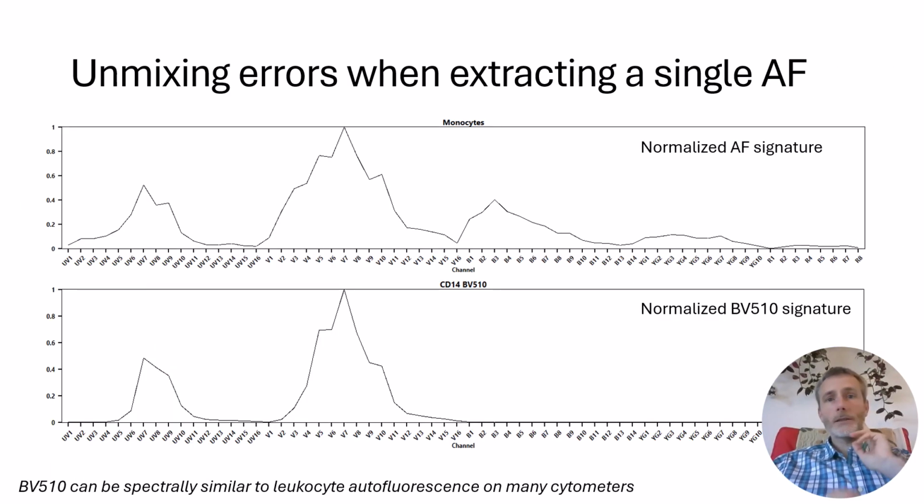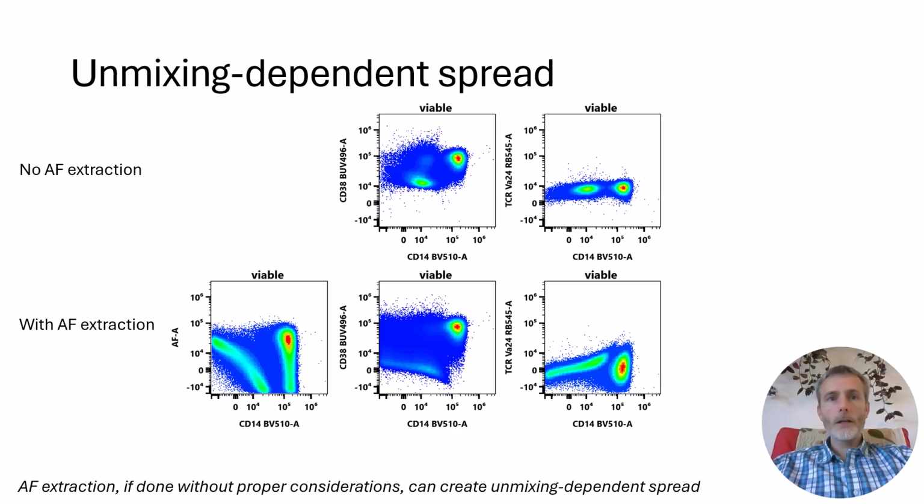To show you what effect this can have, let's walk through this example with human PBMCs. Here we're trying to extract a single autofluorescence signature and to try to incorporate CD14 on BB510 in the panel. Notice the similarity between these two profiles. When unmixed with autofluorescence extraction, this similarity creates unmixing dependent spread in the data, as you see by this characteristic spreading and curving of the negative.